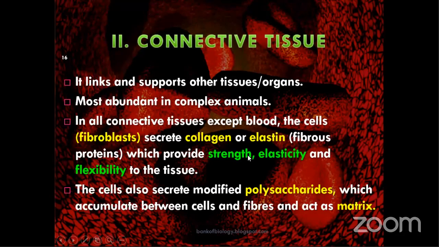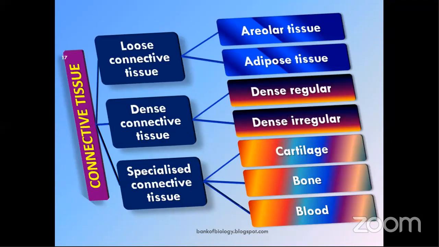Then we come to the connective tissue. Connective tissue links and supports other tissues and organs. So usually they have three components. One is the matrix, then you have the cells and the fibers. The first one, look at it, is loose connective tissue, areolar and adipose tissue. Dense connective tissue have dense regular and dense irregular. Then we have specialized connective tissue, cartilage, bone, and blood.